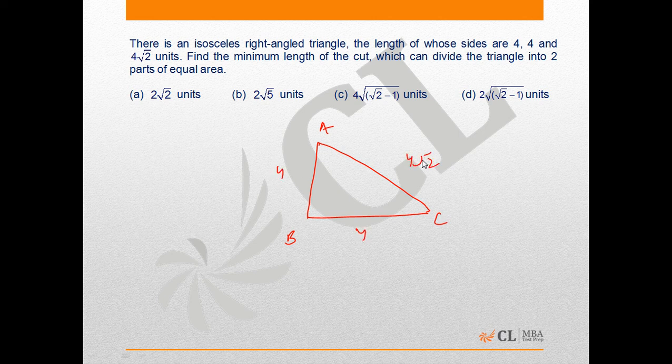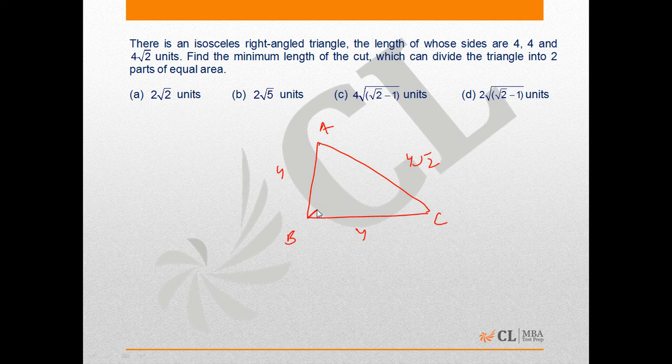Find the minimum length of the cut which can divide the triangle into two parts of equal area. So we have to make a cut in such a manner that the length of the cut is the minimum possible and it divides the triangle into equal parts of area.